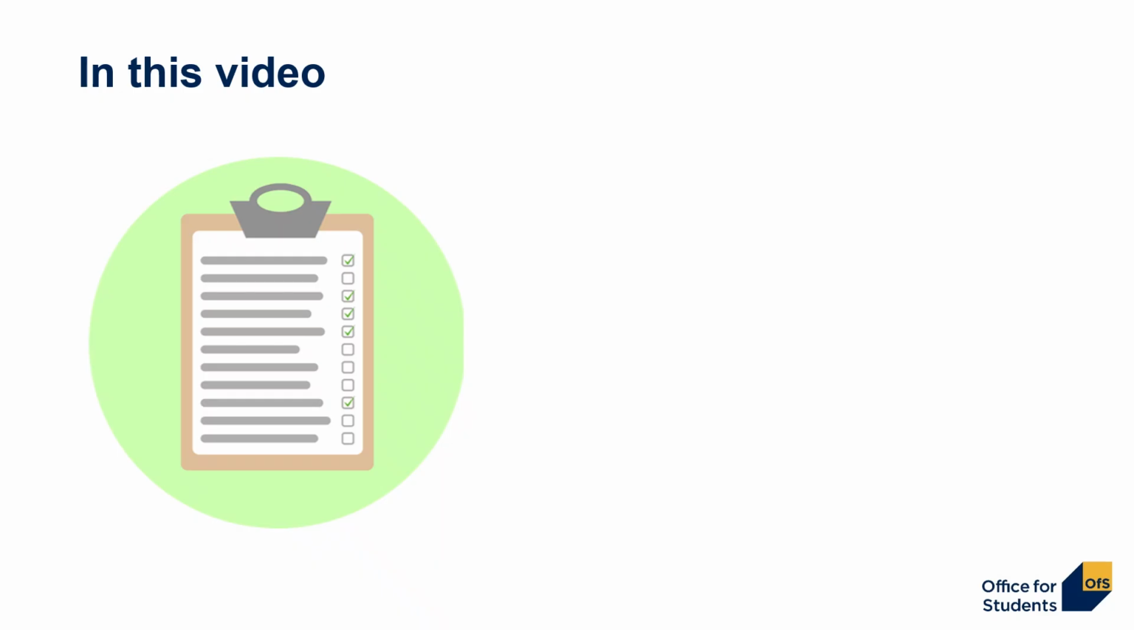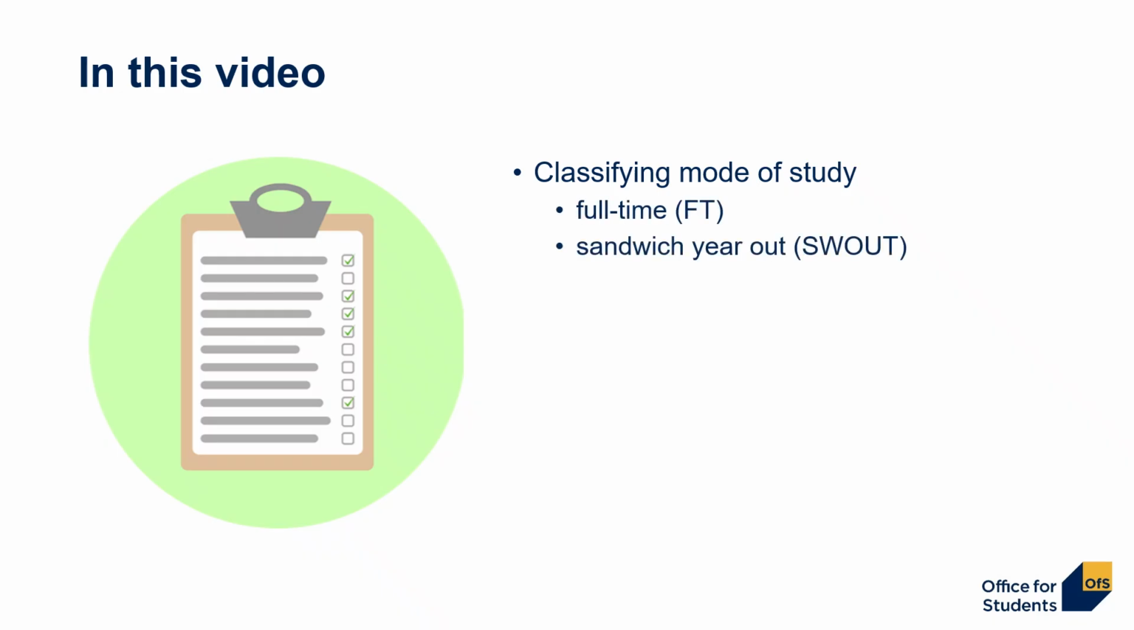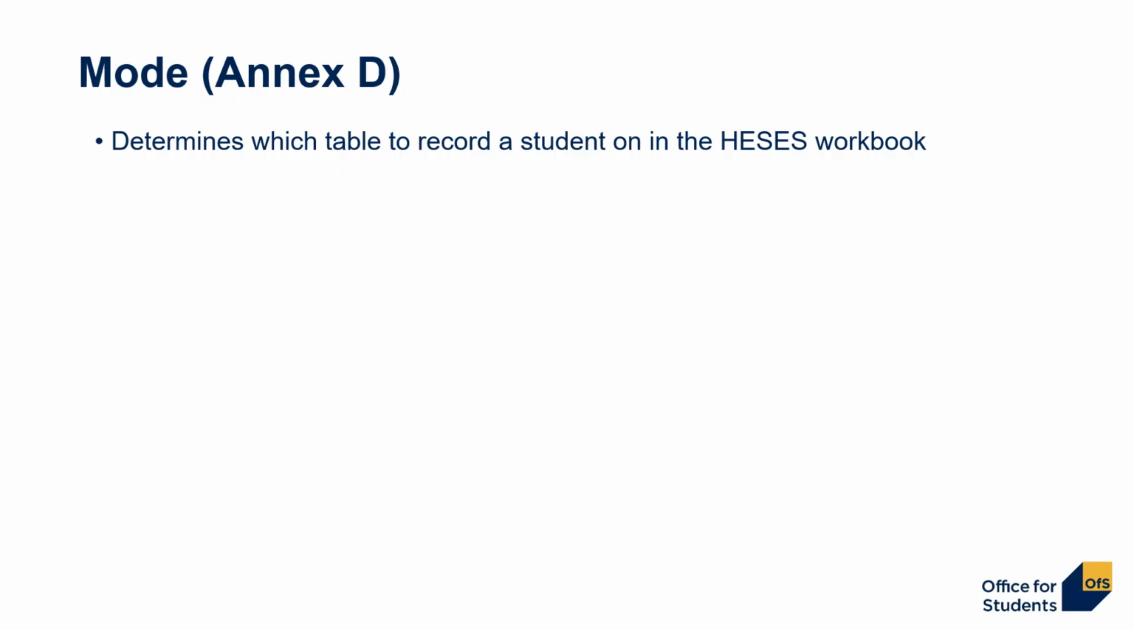In this video we will look at the definition of the modes of study used by HESES. These are full-time, sandwich year out and part-time. We'll also say a few words about apprenticeship students. The mode in which students study determines which table they are recorded on in the HESES workbook.